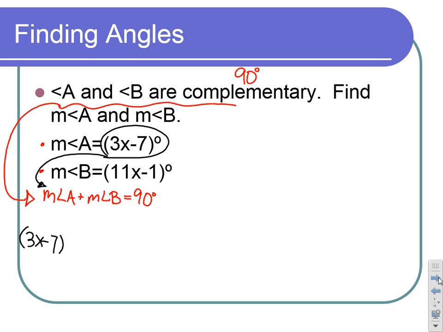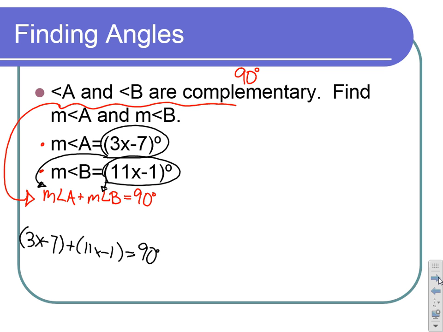Okay, I'm going to put that in parentheses. Then I'm going to add in the measure of angle B. So in parentheses, 11x minus 1. That's equal to 90 degrees. So hopefully you're asking yourself, why do I have to put that in parentheses?